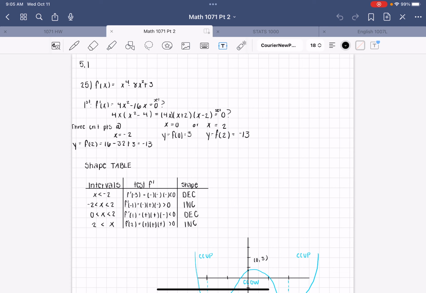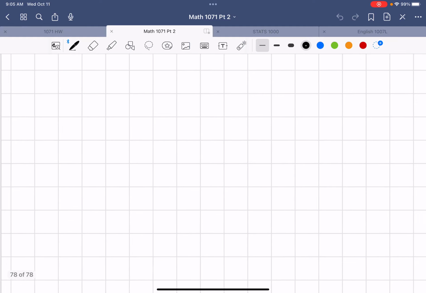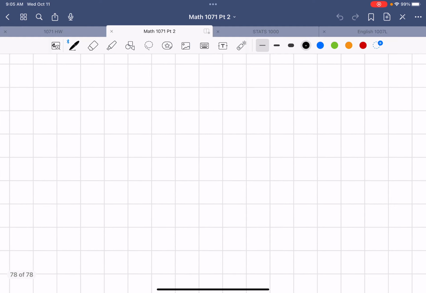And here in problem 31, they give us a function f of x as x minus the log of x. I'll leave some room for my drawing. And so my first derivative information, f prime. The derivative of x is 1. The derivative of log x is 1 over x.